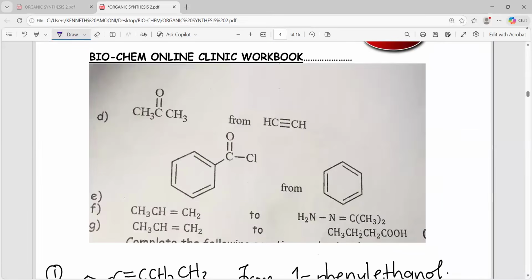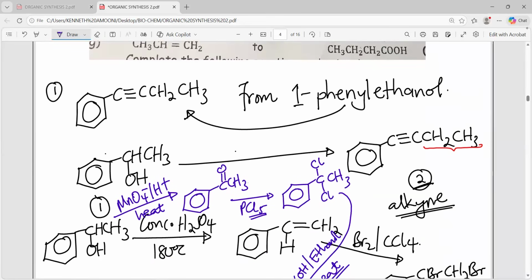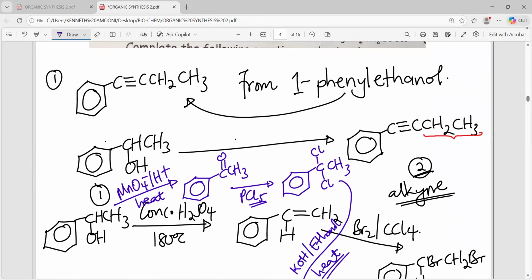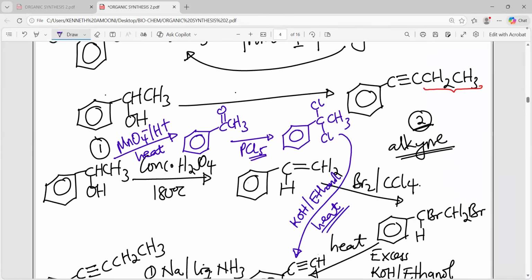That is the first synthetic pathway we have looked at, from 1-phenyl ethanol. Okay, that is the first part.